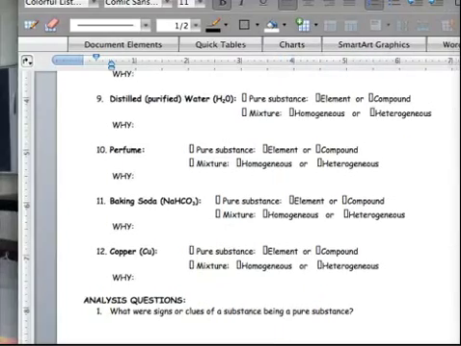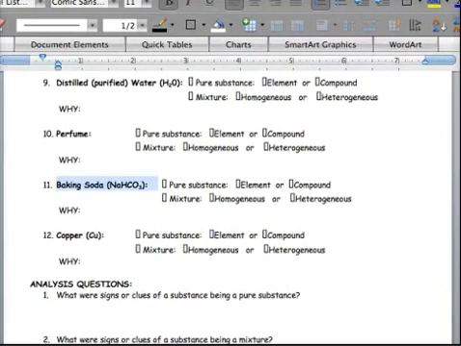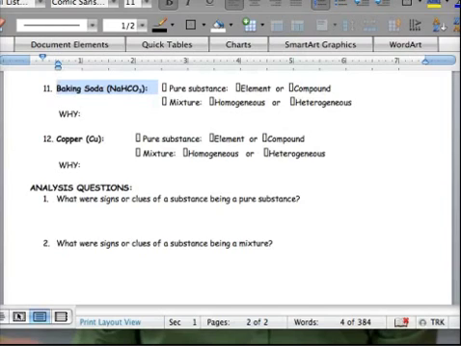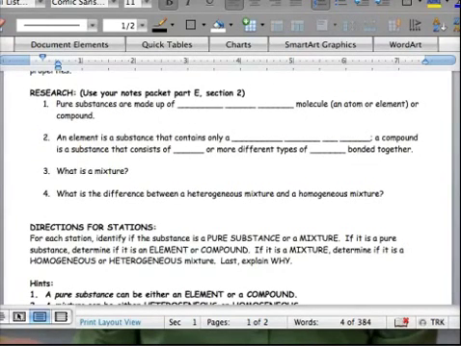And the last one is copper. Here I have a piece of copper pipe. So copper, what is that? A pure substance or a mixture? And there are a couple questions at the end, so two analysis questions. And there we go, so two of them. And of course remember that there are the research questions up at the top.